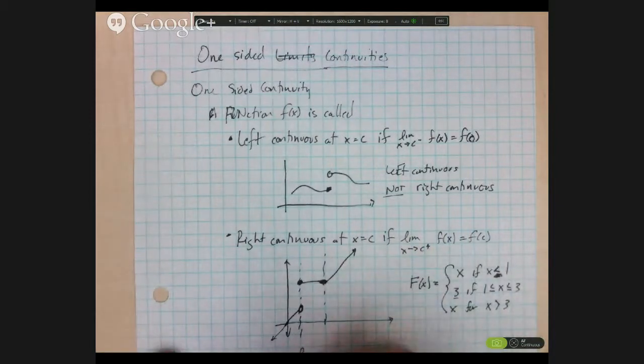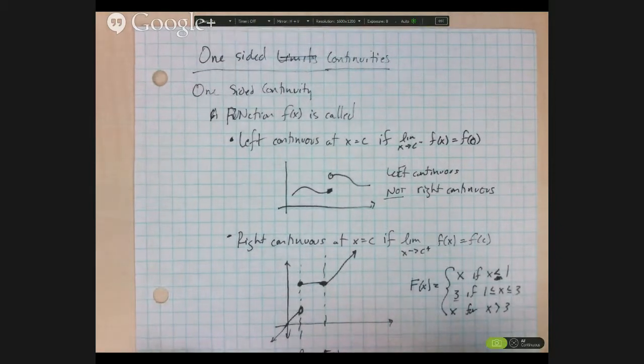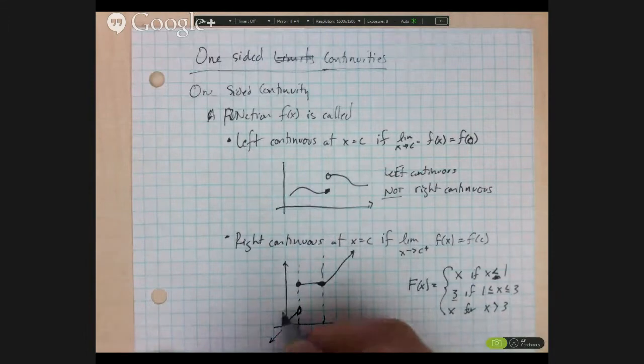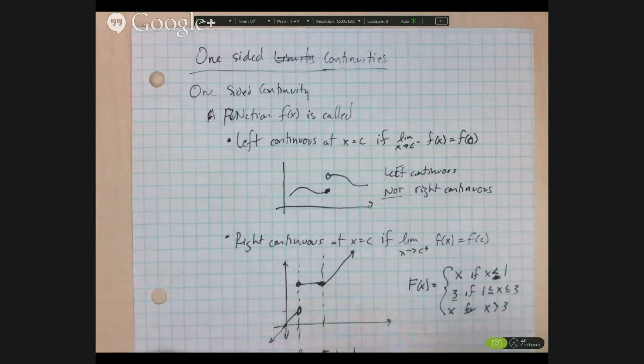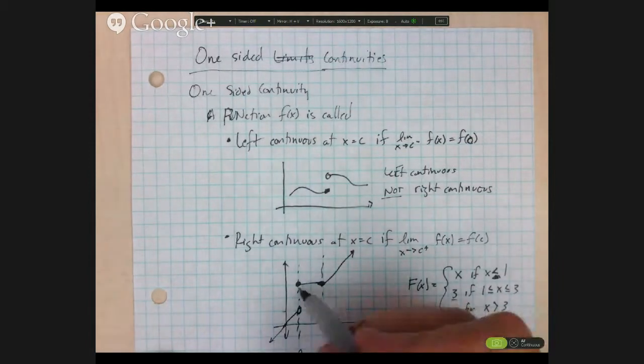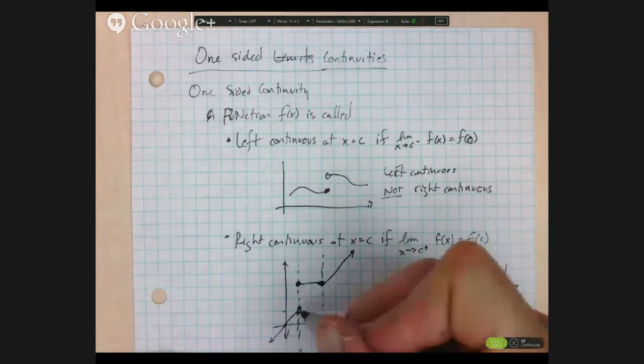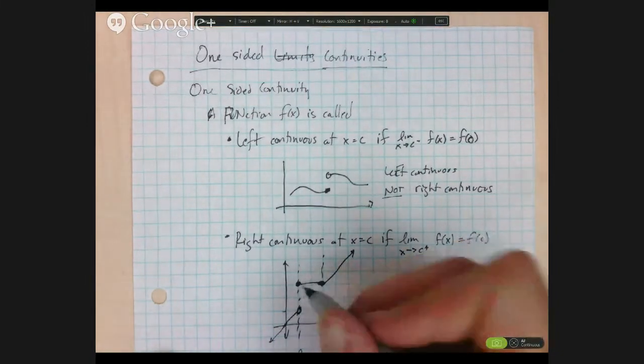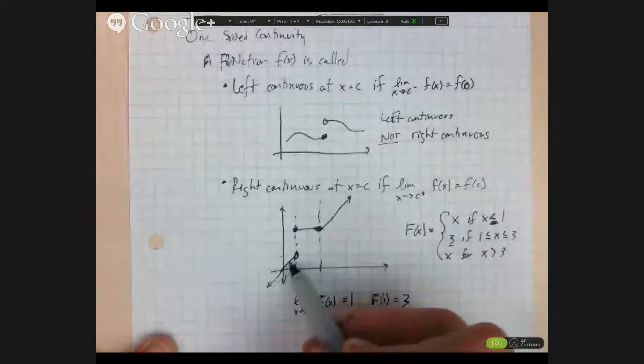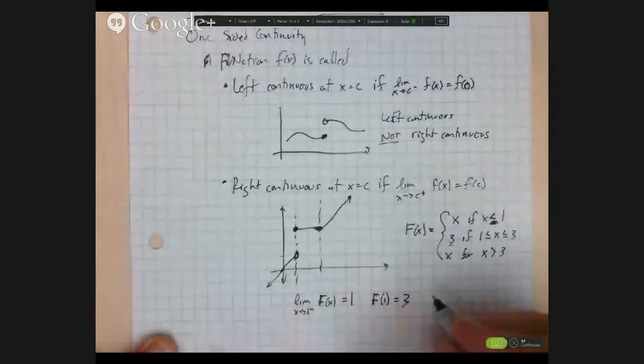The limit as x approaches 1 from the left of capital F of x equals 1. F of 1 equals 3, because that's the solid dot. The limit from the left is 1, F of 1 is 3, so this is not left continuous.